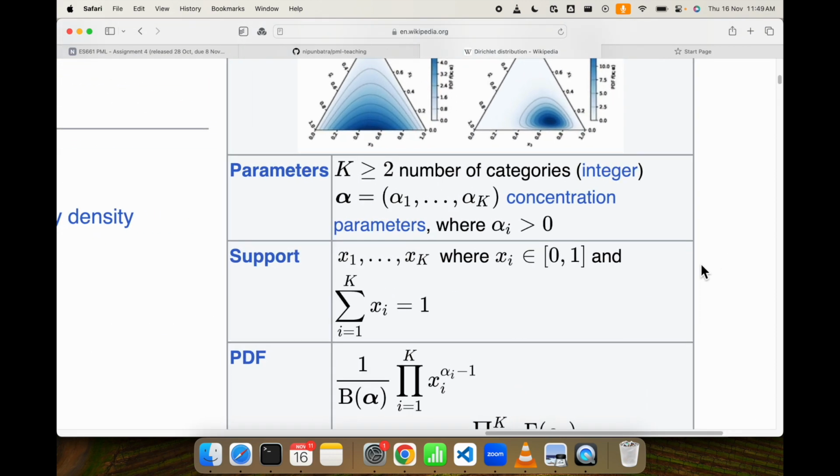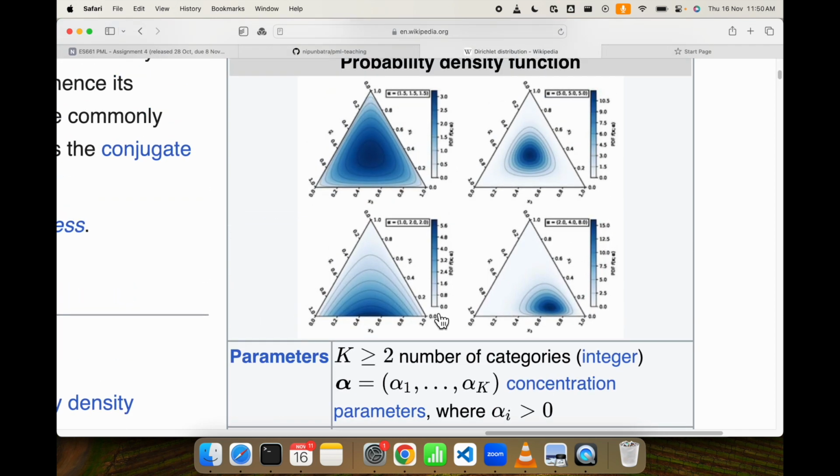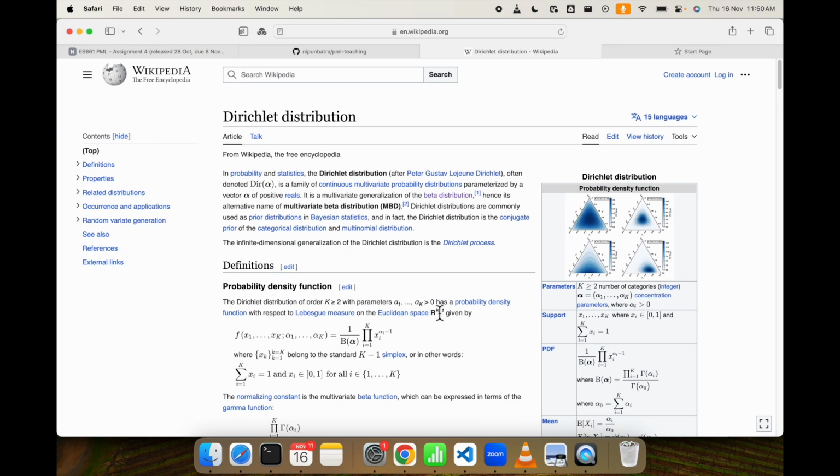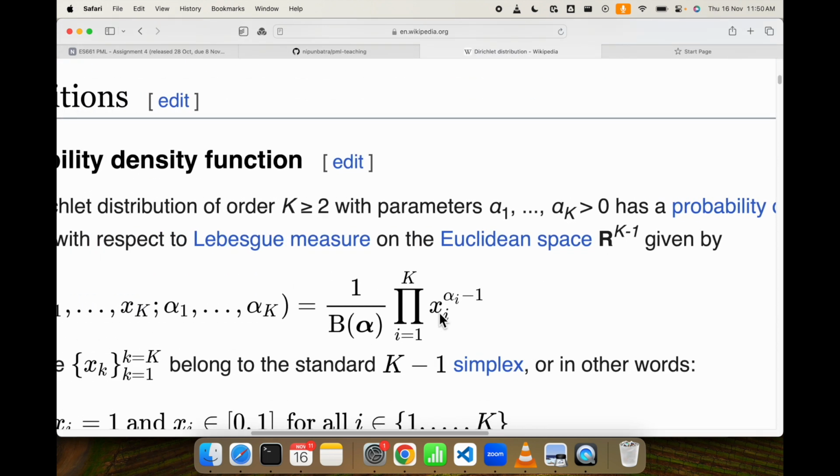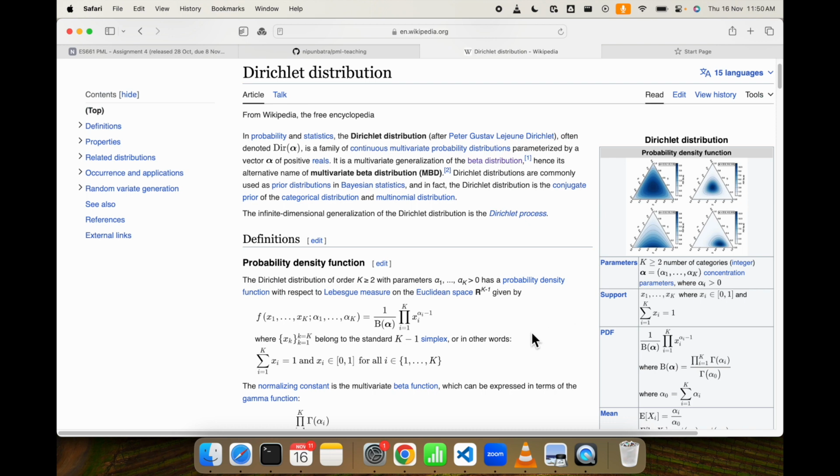Support for the Dirichlet distribution is x1 through xk. So instead of a 2-length vector, heads and tails, or success and failure, you have a k-length vector, right? And where the summation of xi will be 1. So you can think of beta as a specific case of Dirichlet with k equal to 2. Therefore, they might have just implemented it, and you can also look at the PDF. You can see that if you were to put k equal to 2, you will get exactly the beta distribution. So it's a generalization of the beta distribution to higher k values.